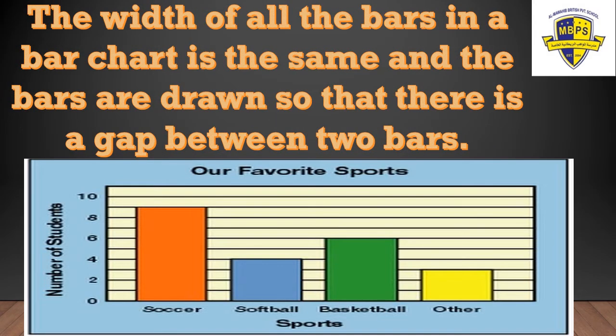Students, if you remember, I told you that in a bar chart, all the bars have the same width. If you look at the bar chart here, the orange, blue, green and yellow bars are all of the same width. You cannot find one bigger and one smaller. The width of all the bars in a bar chart is the same, and the bars are drawn so that there is a gap between two bars. There should be gaps between the bars. They cannot stick to each other. All right.